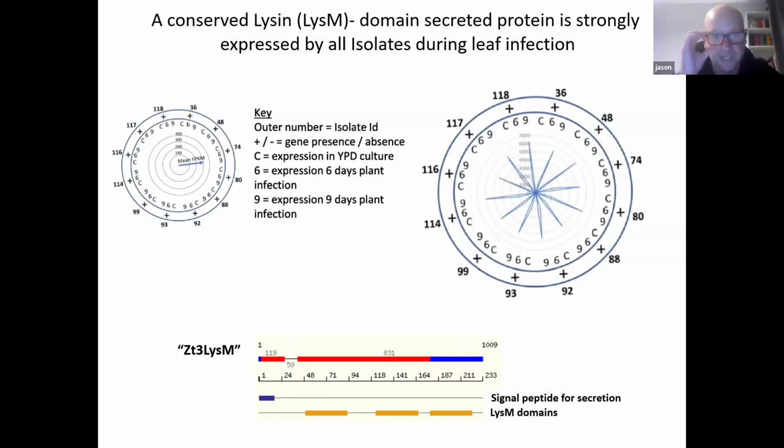So we called this some years ago ZT3 LysM because when you actually look at the protein structure, it has a signal peptide for secretion, and then it has 3 LysM domains, which are potential carbohydrate binding domains, and those are the only real features of the protein.